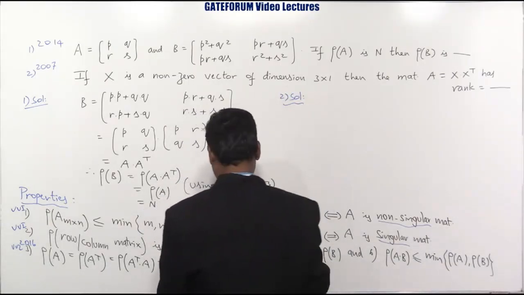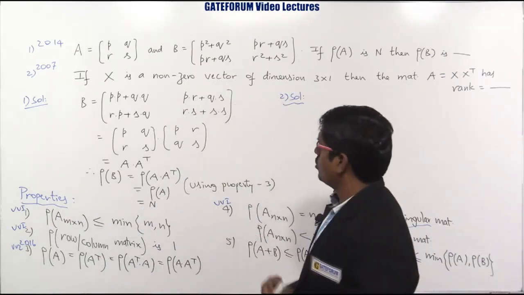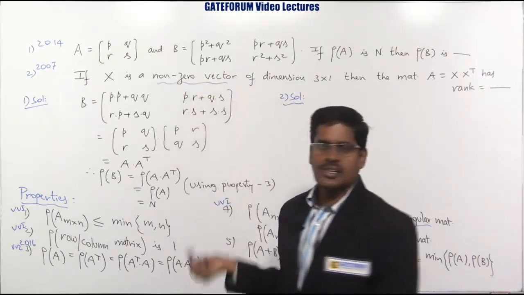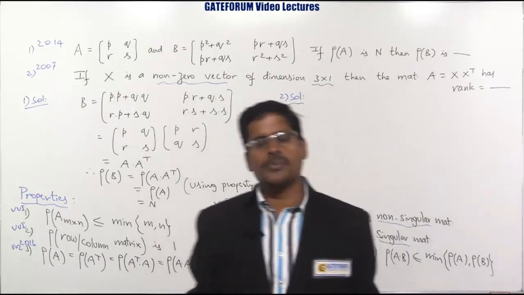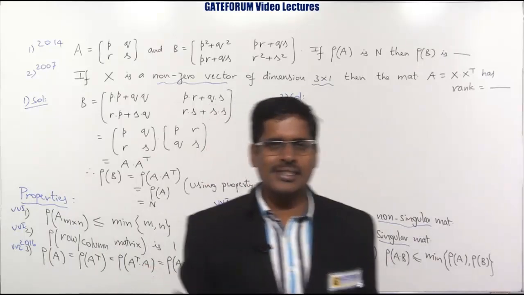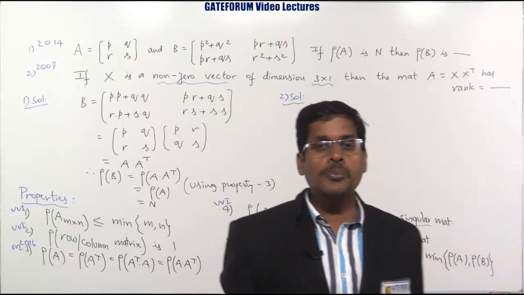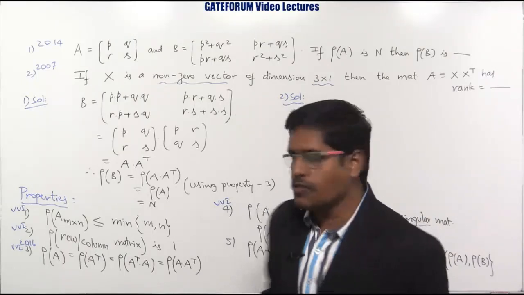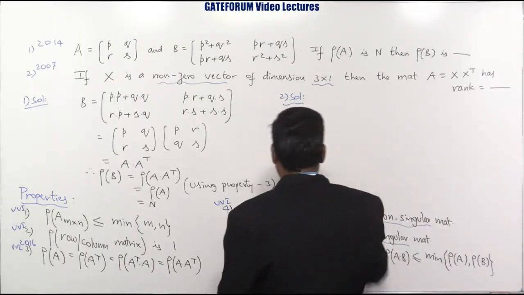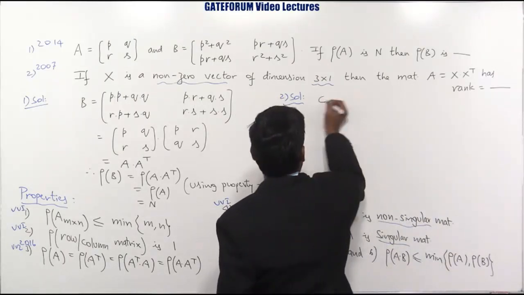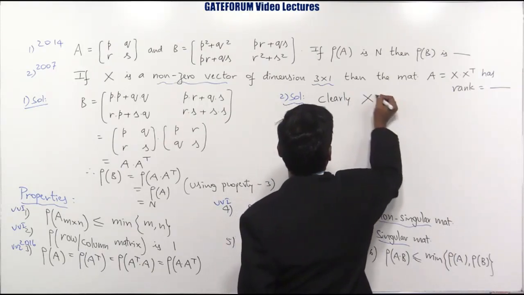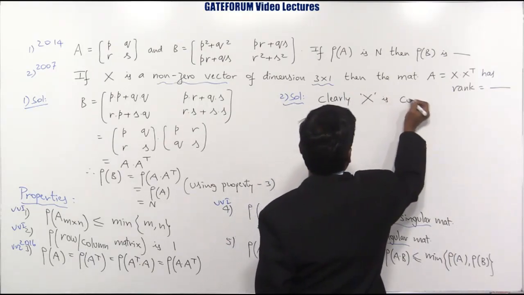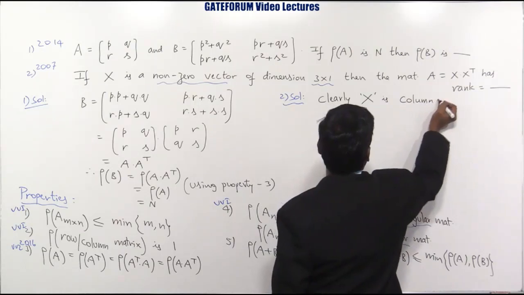Second solution. So, go to the question, non-zero vector. Vector means either row or column. But here I mentioned the order, 3 cross 1. 3 rows, 1 column. So, clearly, X is a column vector. Non-zero means at least one element is not equal to 0.